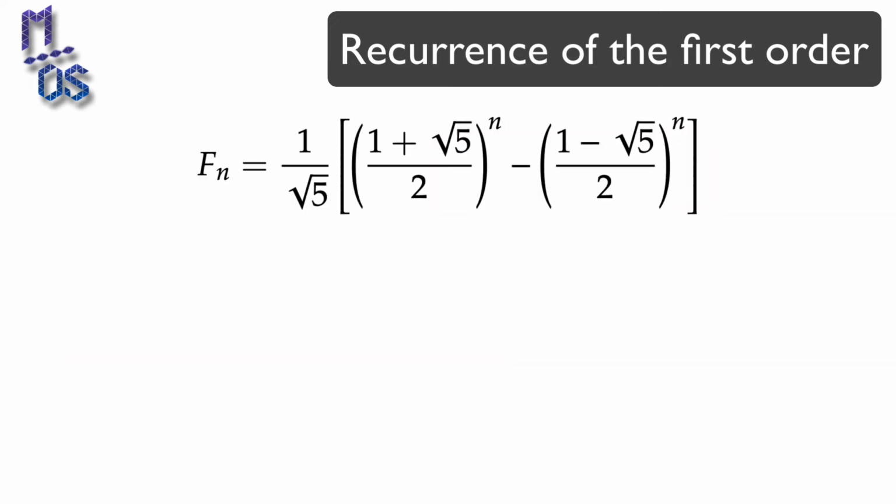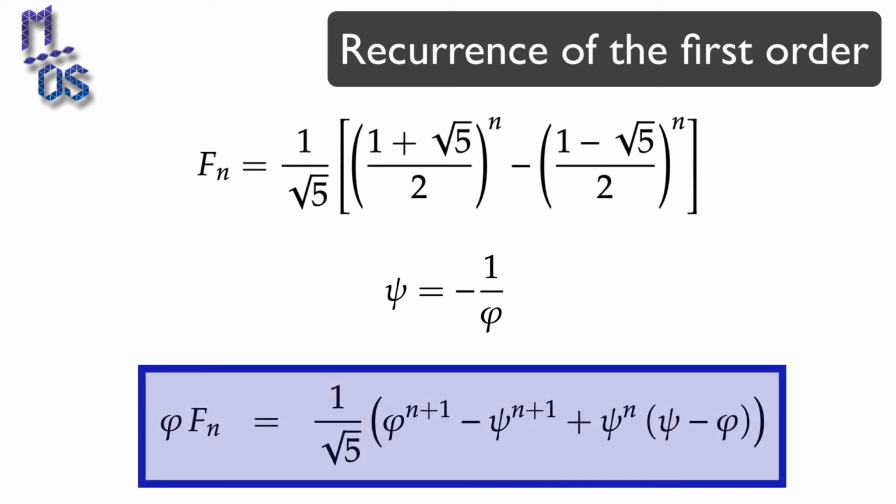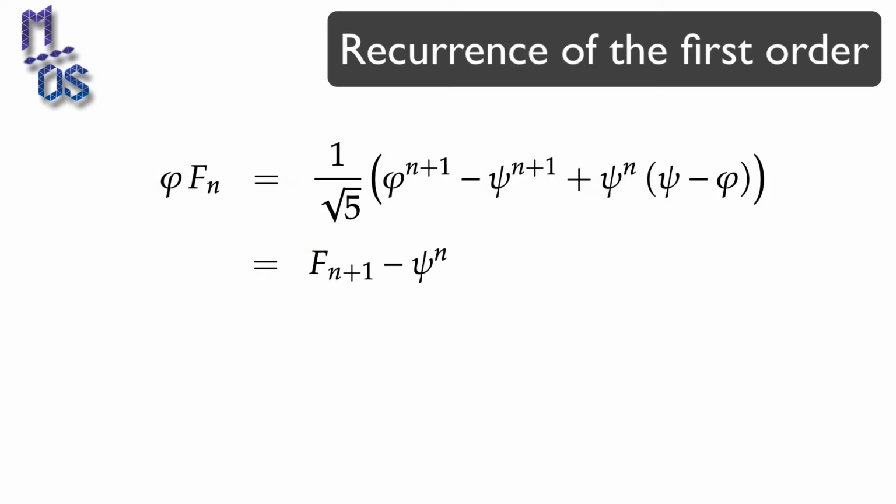I will let you do the necessary calculations and prove that if we denote by psi the number -1/phi, we have phi times f sub n equals 1 over square root of 5 multiplied by, in parentheses, phi to the n plus 1 minus psi to the n plus 1 plus psi to the n times (psi minus phi), which simplifies to f sub n plus 1 minus psi to the n, because this difference, psi minus phi, is minus square root of 5.